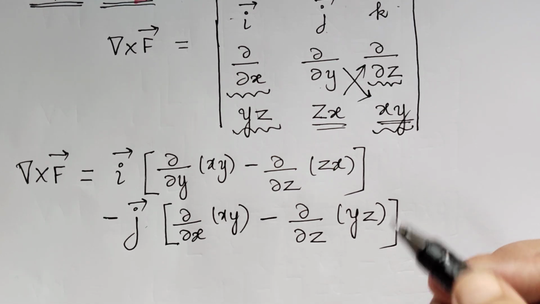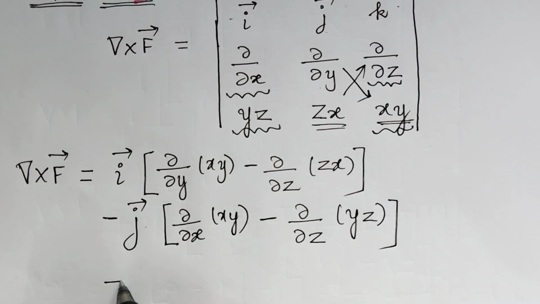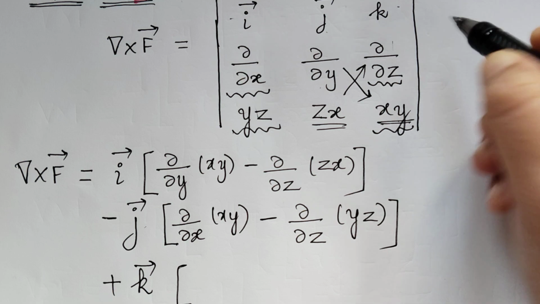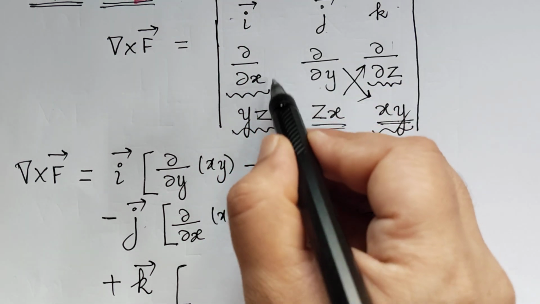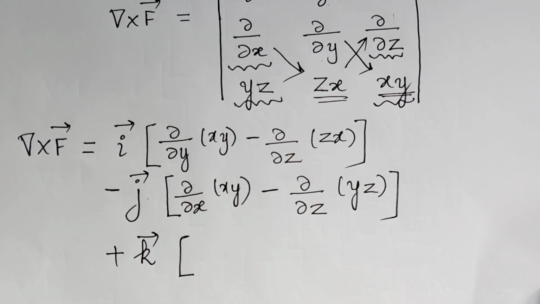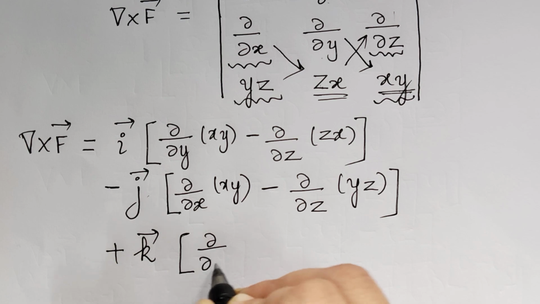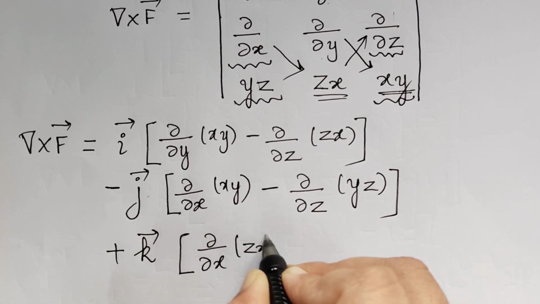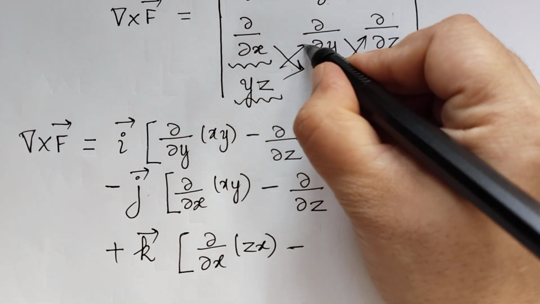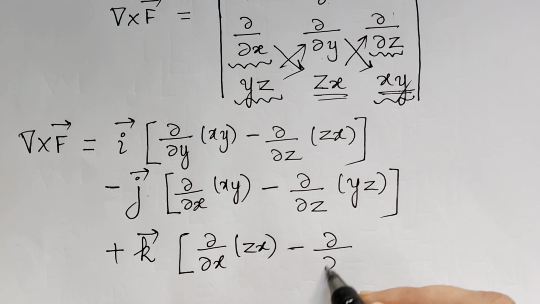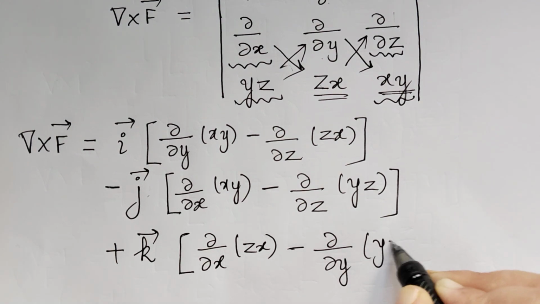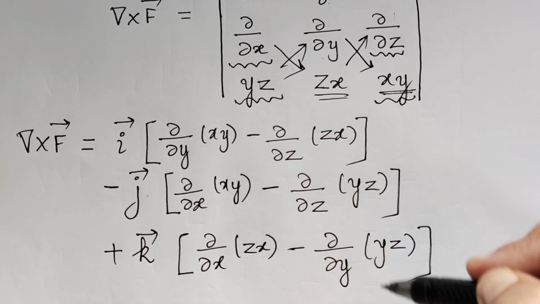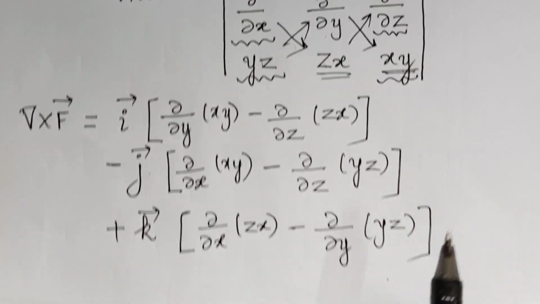And then the final vector, k vector. So plus k vector multiplied with, we have to block this column and block this row, so it will be ∂/∂x of zx minus ∂/∂y of yz. So we have done this. Let us simplify this now.